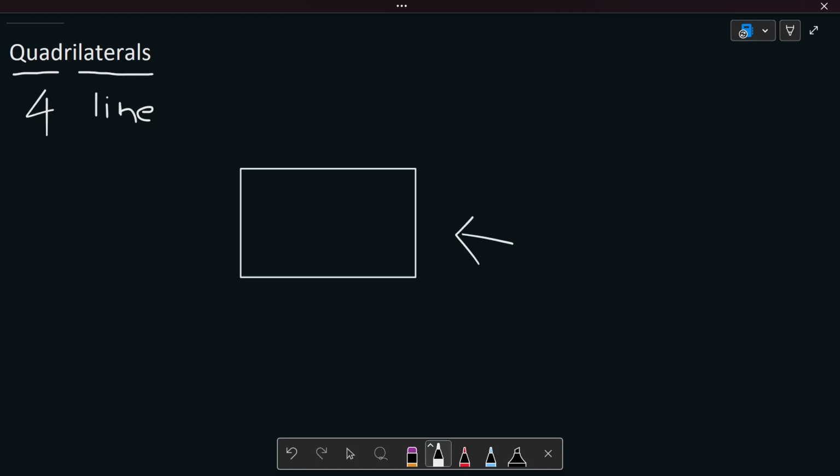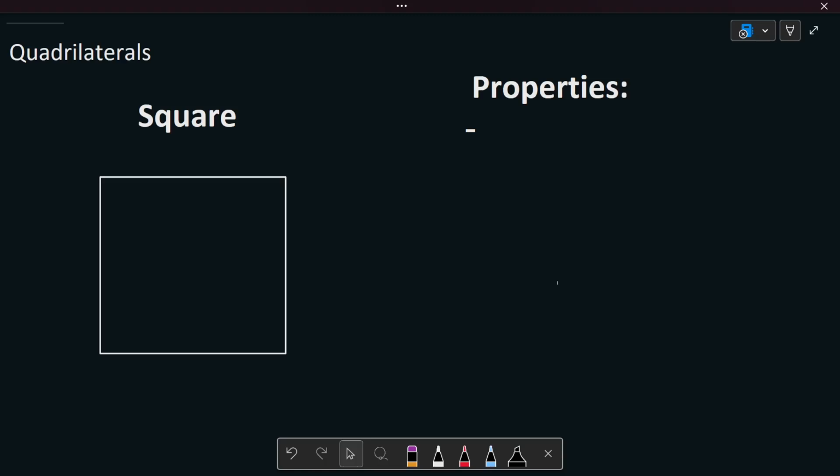So let's actually start with this. Let's go to the first quadrilateral. So our first quadrilateral we are dealing with is a square. Now, you guys should know what a square is at this point. We've been learning it ever since the beginning of school. So a square, now we actually need to go into detail. What are the properties of a square?